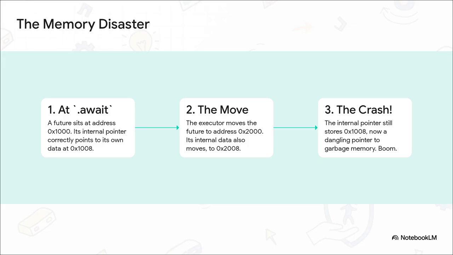All right, let's watch the train wreck happen in slow motion. Here's our future, paused at an await point, just sitting in memory at, say, address 0x1000. It's got an internal pointer that's correctly pointing to its own data. Everything's fine. Now the async executor comes along and decides to move it to a new spot, 0x2000. But look what happened. The pointer inside the struct didn't get updated. It's still pointing back to that old empty memory address. The very next time the code tries to use that pointer, boom, game over. That's undefined behavior, the scariest thing in systems programming.